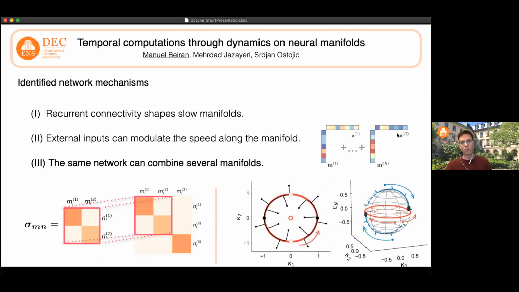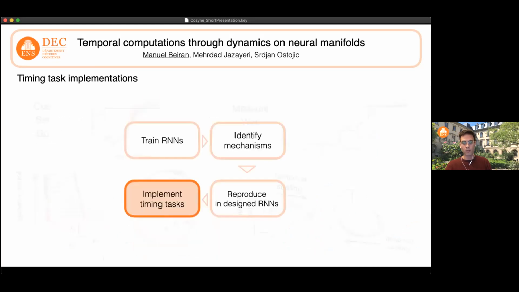Alternatively, we can also add one additional rank, and in that case, we would embed this ring-like structure on a sphere. So then we use these network models to implement the timing tasks. And I'll be happy to show you those results in the poster session.